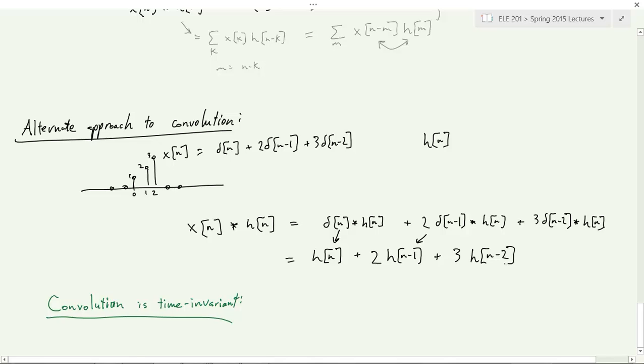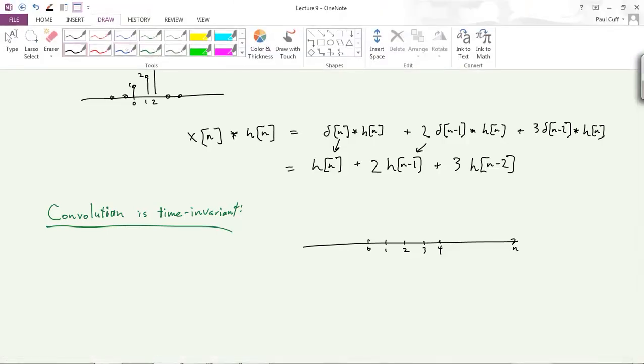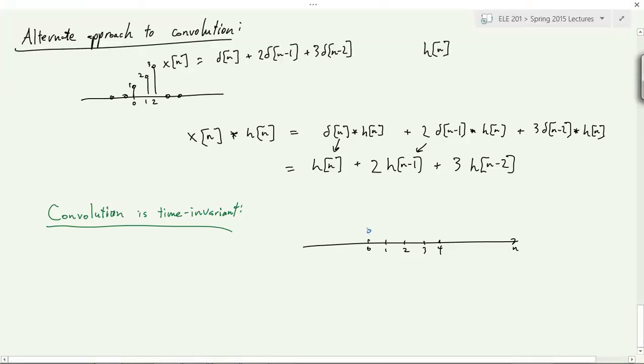Now we just have to add up these three h's. Remember what h was in our example above? It was 1, 2, 2, 2, 1. Right, that was h.